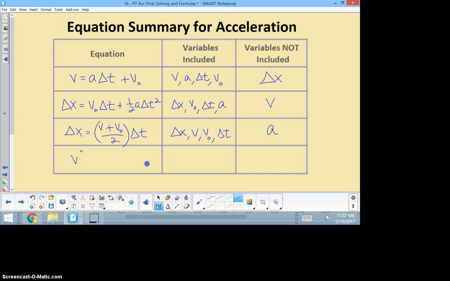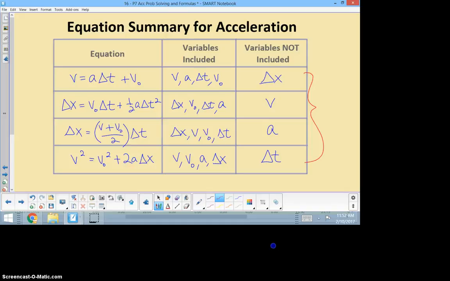And then the derivation was v squared equals v0 squared plus 2 times acceleration times displacement. We have final velocity, initial velocity, acceleration, and displacement. There is no delta t. So, ladies and gentlemen, these are the reasons why we have 4 equations, because there are so many more variables in this type of motion. We need more equations to be able to solve for the different possibilities.